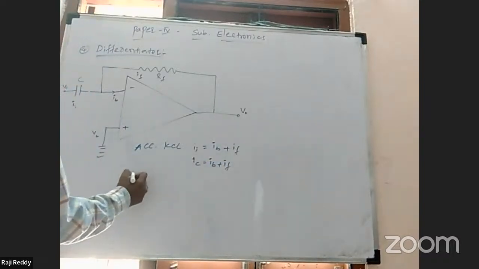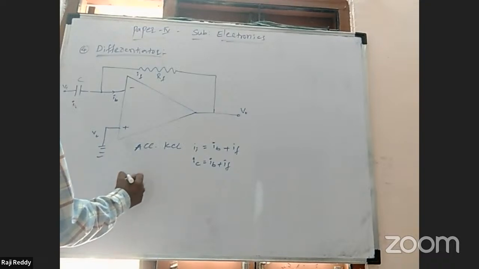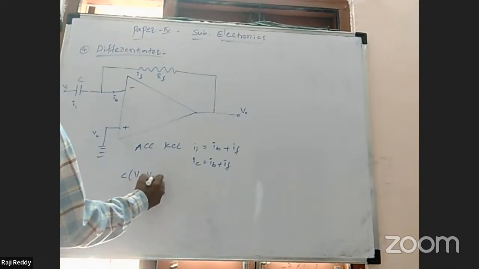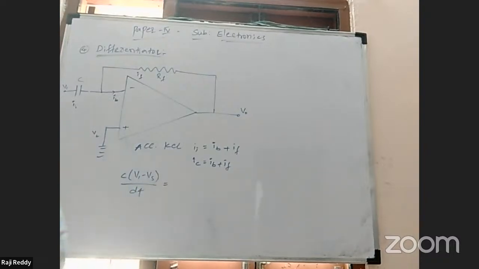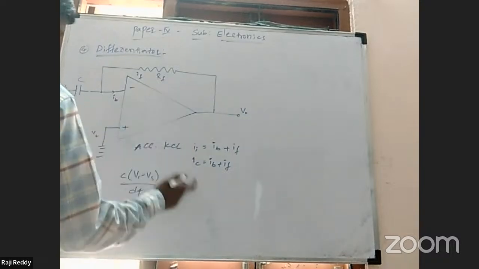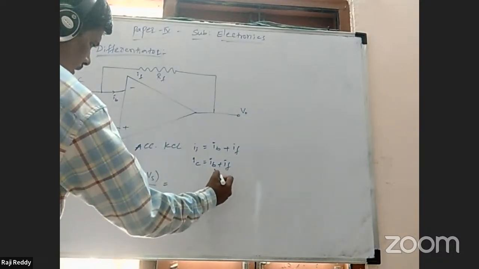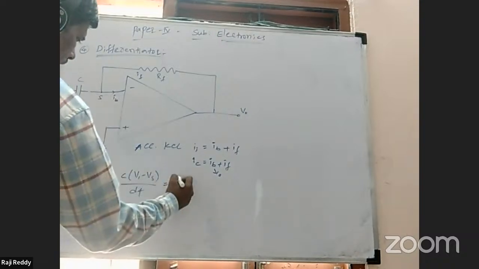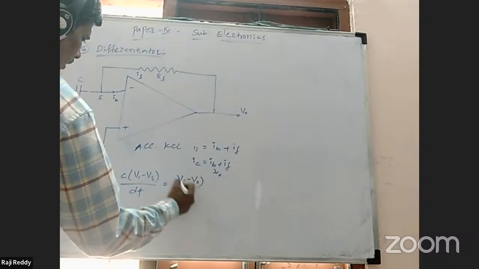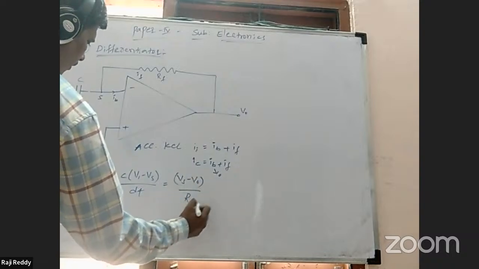IC is nothing but C into dV by dt, where dV is V1 minus Vs. So C d(V1 minus Vs) by dt is equal to IB plus IF. IB is almost zero only, right? Same as in the previous condition. Across the RF, this value goes to zero only. So the IF value, this point is S, we get Vs minus V naught by feedback resistance RF.